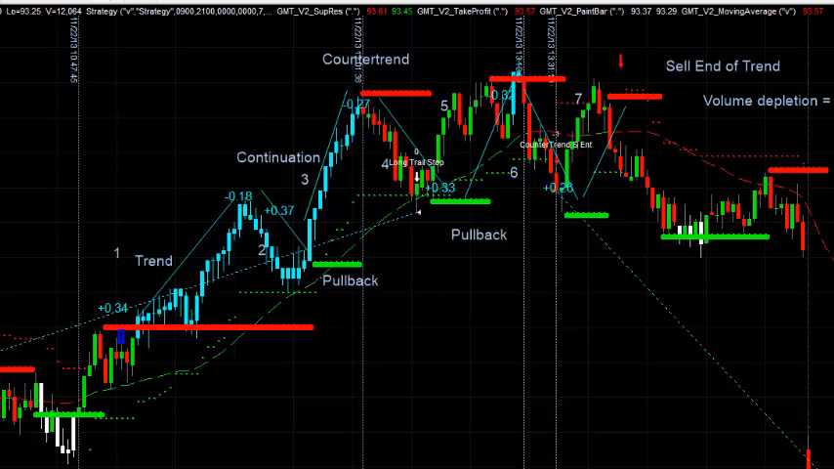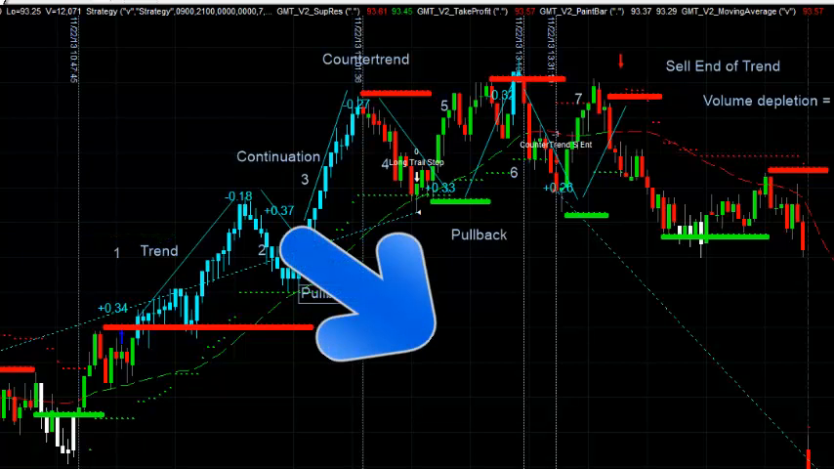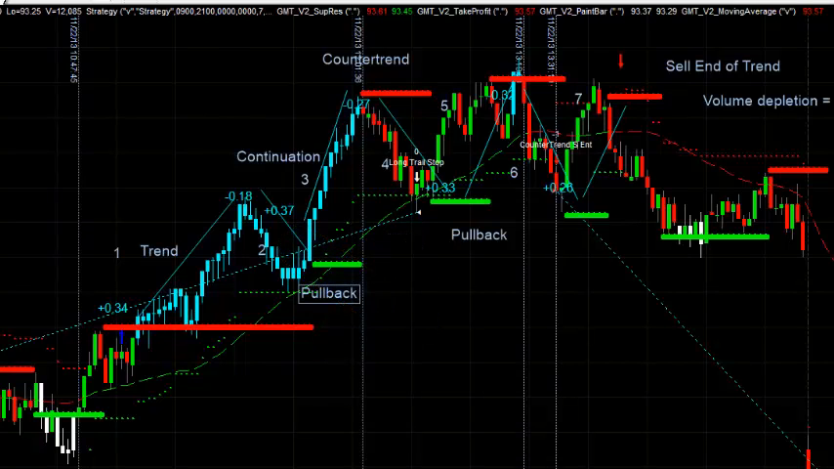Then from here we would move into a pullback situation, and this is where our dynamic support comes into play. So we've already got two systems in play here at the moment, haven't we? Would everyone agree there? So we've got our trending strategy where price breaks the resistance band, and then we've got our pullback strategy.